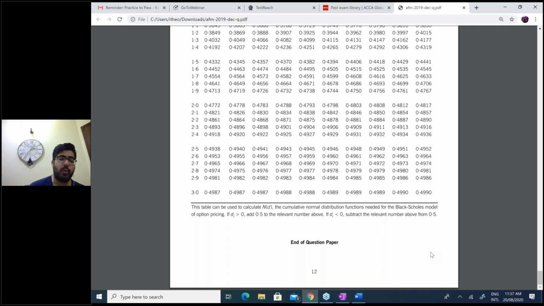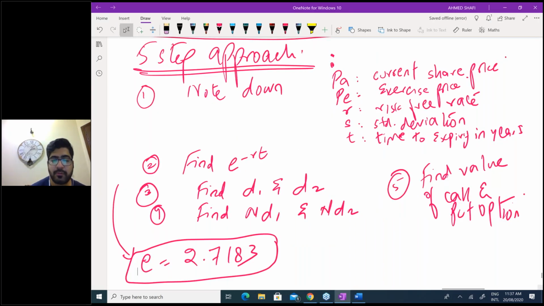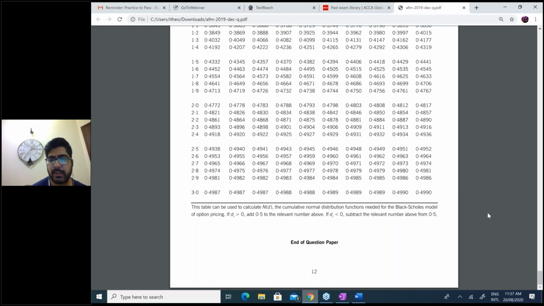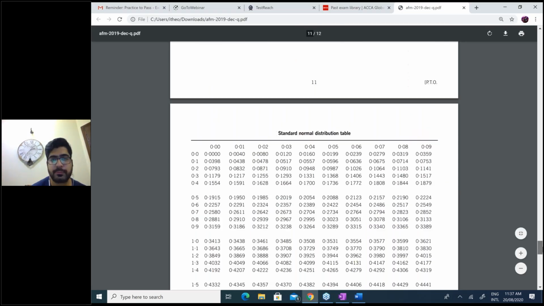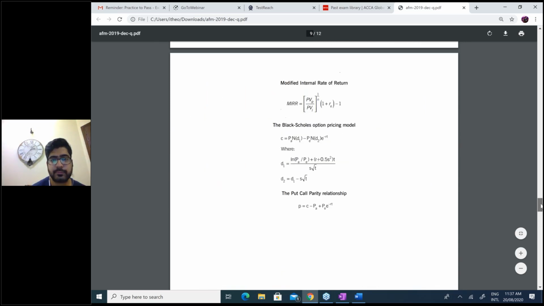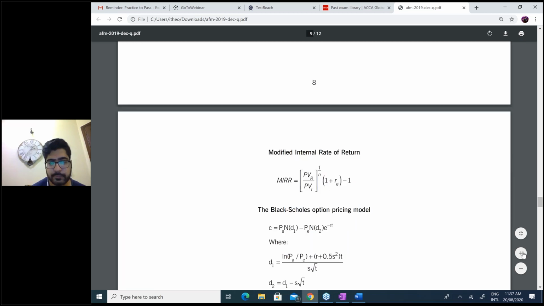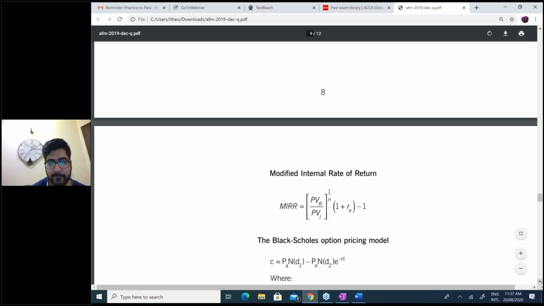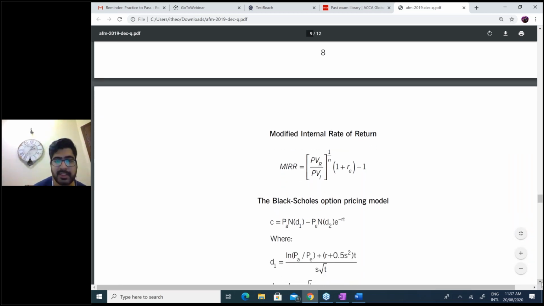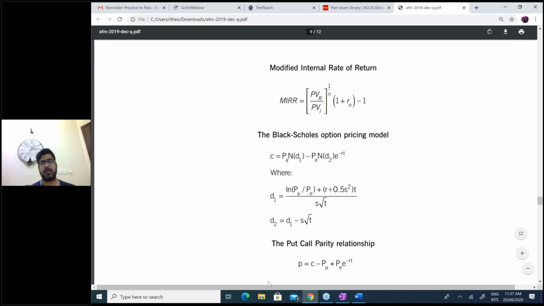Okay. Once you are done with N(D1), N(D2), then finally in step 5, you need to find the value of call and put option. That's also not a worrying thing. To find the value of call and put option, you have the call formula, C, the first one: C equals PA N(D1) minus PE N(D2) e to the power minus RT. And you have the put formula, P: C minus PA plus PE e to the power minus RT.